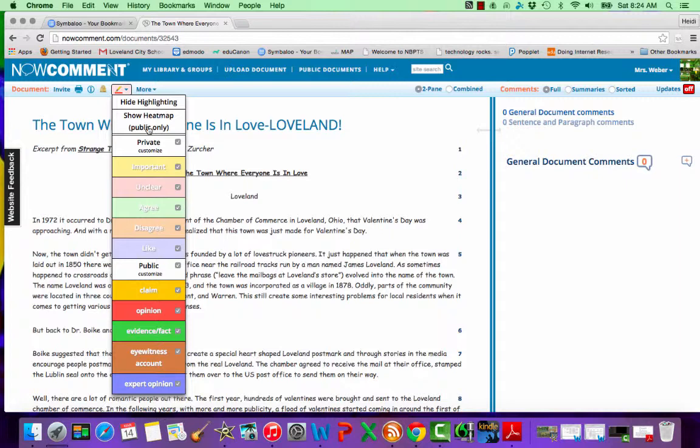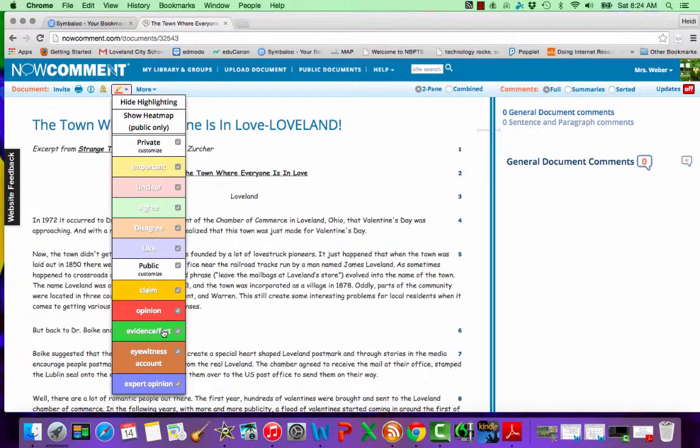The highlighting tools give us an opportunity to identify information just for ourselves that's private. The public tools are things that we can all use together. And I've marked the things that we can find to help us be more critical readers. We can look for claims, opinions, evidence or the facts, eyewitness accounts, and expert opinions.